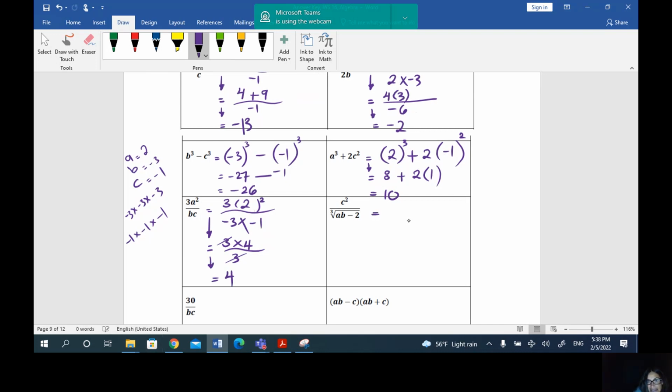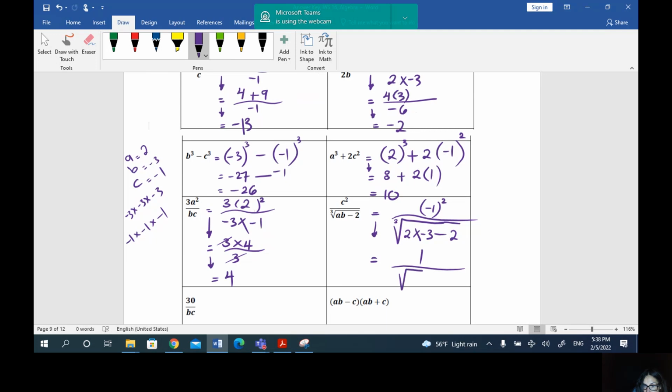Here, c squared over the cubic root of a times b minus 2. So, fraction line, c squared. C is negative 1, so we put negative 1 to the power of 2, and this is c squared. And then the cubic root of a times b, ab, it means a times b. A is 2 times b, which is negative 3, and then minus 2, all underneath the cubic root. Okay, equal. Under the equal, fraction line. Minus 1 to the power of 2 means minus 1 times minus 1, which is 1.